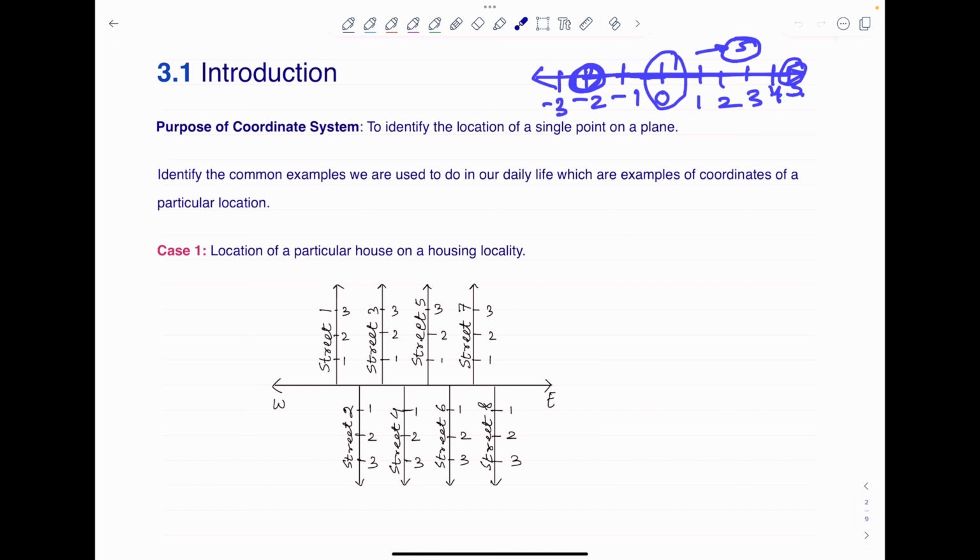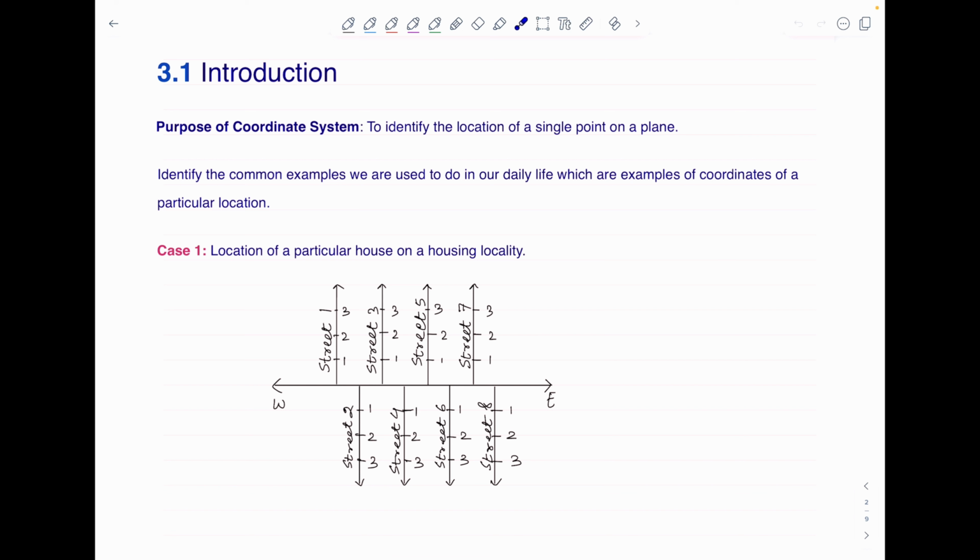To find a number on a number line, from the origin we either had to go to the right side or to the left side. Only 2 sides were there. If positive, right side; if negative, left side from the origin, that is the 0 point. This was when we wanted to find the position of a number on a number line. But here I am saying to identify the location of a single point on a plane. That was a number line. Now on a plane I have to find the location of a single point. So how to identify that? We need a coordinate system.